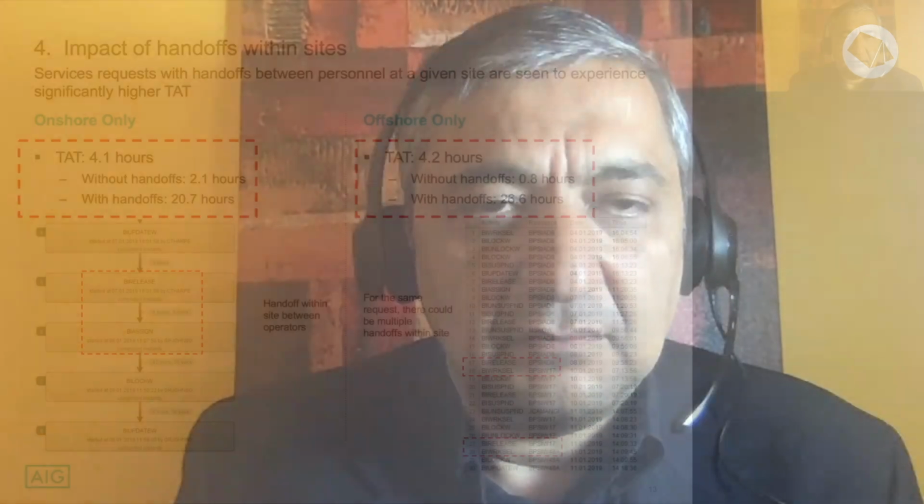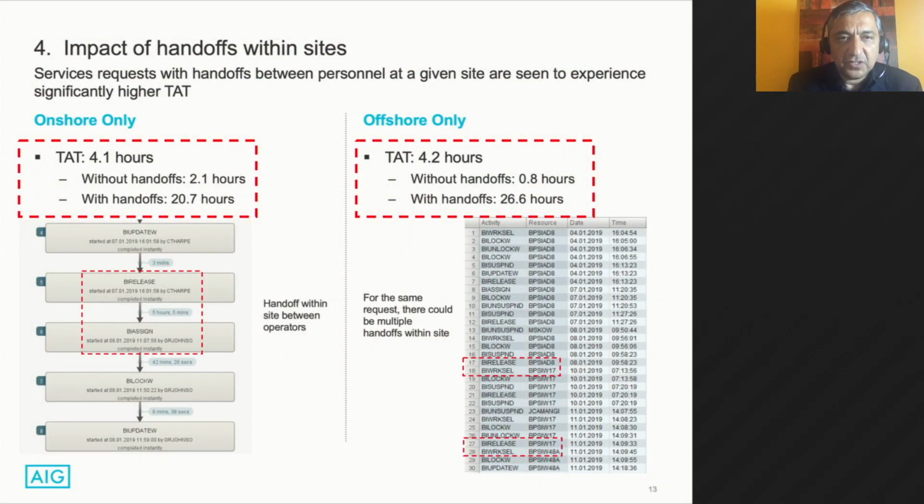Then the third thing is, just like there is handoff happening between the onshore and offshore, similarly, there is handoff happening within each of these operations. So let's say I'm a processor in the onshore operation. I might pick up a request and I might say, I can't do this work. I may need to pass it on to somebody else for whatever reason. So there is some handoff happening internally. And that is, again, what is the impact of that?